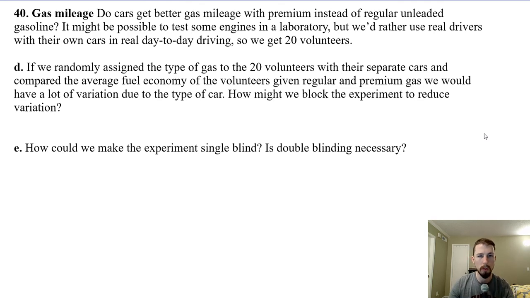So how might we block the experiment to reduce the variation? We could block the experiment where we separate them by car type. So we run them with all the people with sedans, all the people with vans, and all the people with trucks and SUVs or something like that.